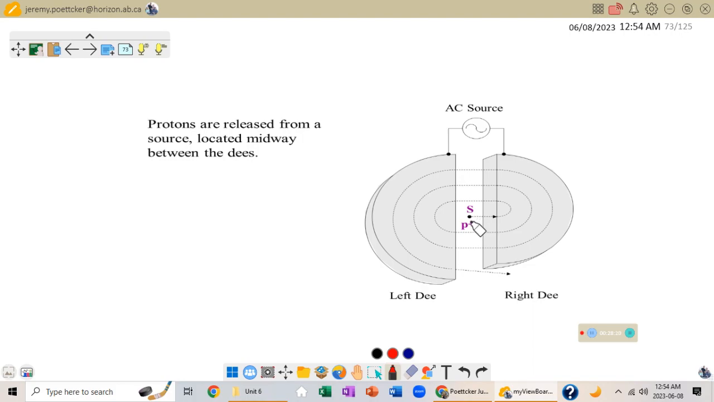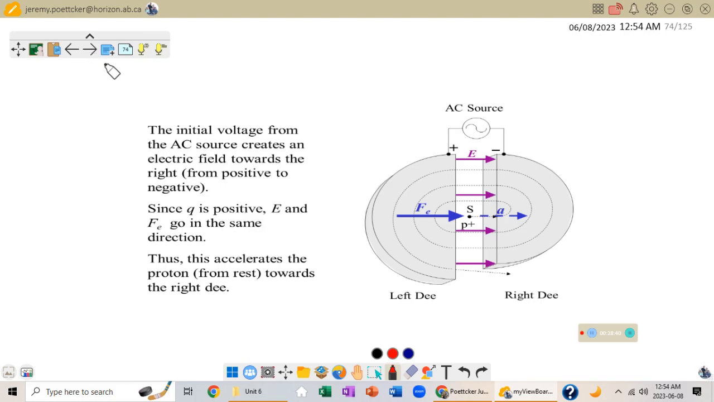Protons generally are released from a source in the midway point between the two Ds. You can see this is sort of a D shape. This is a mirror image D shape. We have an AC power source, which means that the current in these electromagnets keeps reversing, which helps everything to accelerate. Initial voltage from the AC source creates an electric field towards the right from positive to negative, which means our positive protons accelerate this way.